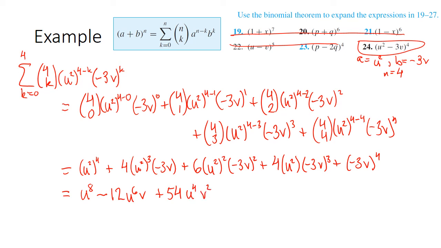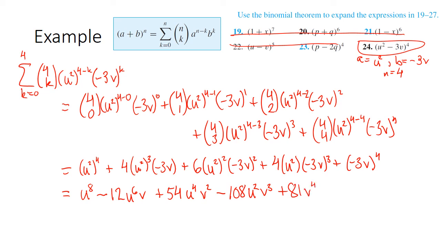And then, okay, the next one, negative 3 cubed is going to be negative 27, and if we multiply that by 4, I believe that's negative 108, so that'll be negative 108, and then u squared, and then v to the 3rd. Okay, and then the last one, negative 3 to the 4th, that is 81. So this will be 81v to the 4th.